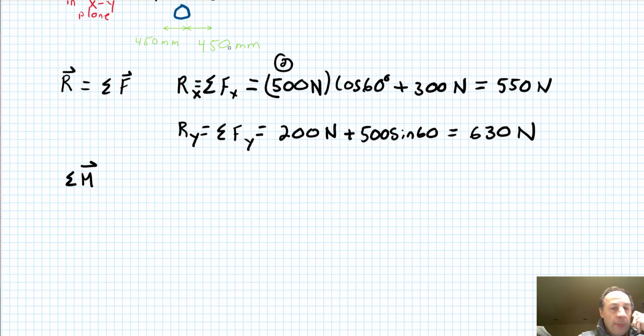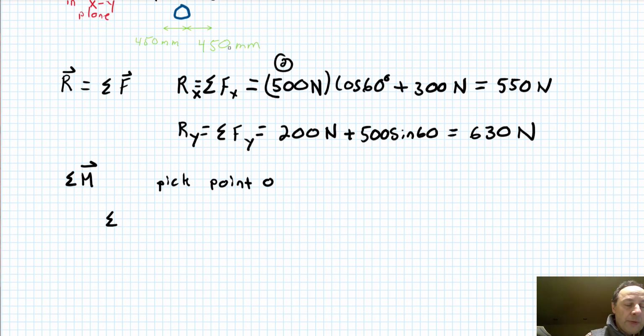Okay, so we need to sum all the moments, but we need to pick a location to find the resultant about. Now, in the end, you don't want moments anywhere in the object. The moments should equal zero. This is statics. Right? But for now, we're going to pick point O, because you got to pick something. Okay, and that's the point of rigid attachment.